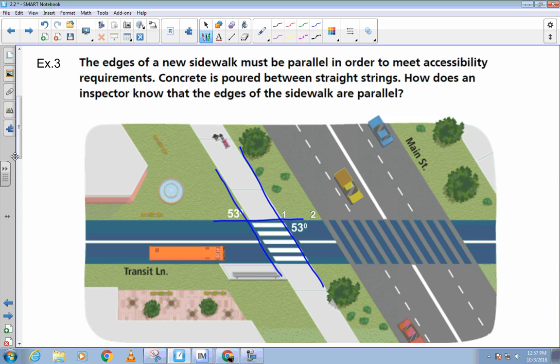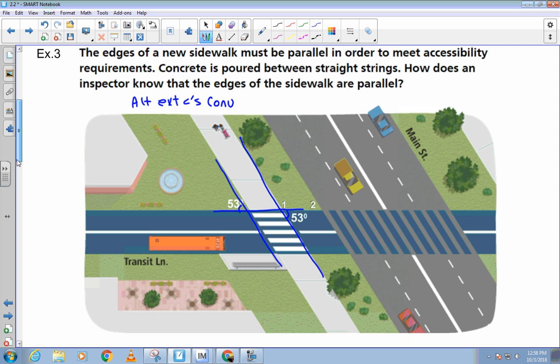The alternate exterior angles converse, right? Because these are both 53 degrees, those are alternate exterior angles, yes? And so if your alternate exterior angles are congruent, then the edges of those sidewalks are going to be parallel to us, okay? So this is by the alternate interior angles converse. Oh, thank you, exterior. That's what I meant, I just wrote it. Okay, so alternate exterior angles converse. Okay, if those are congruent, then those sides are parallel.